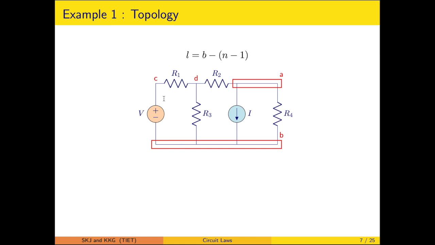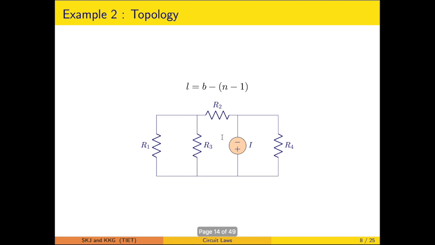Once the branches are there and nodes are identified, you can easily calculate the number of independent loop equations. However, just to illustrate, although it has 4 nodes, the junctions are B, where 4 elements are connected, A, where 3 elements are connected, and D, where 3 elements are connected. Now take another example.